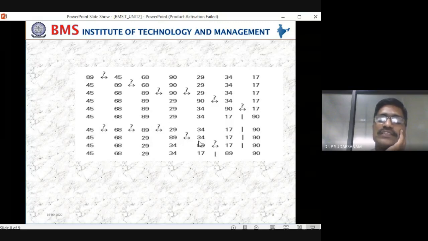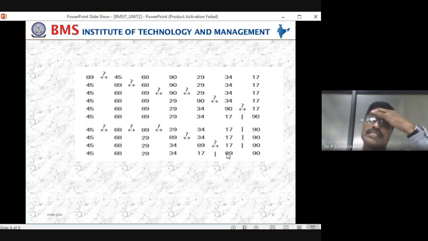Now 89 and 34, you are checking the conditions. So 34 and 89 got swapped. Now 17 and 89 will be checked. 17 is less than 89, so 17 comes here, 89 there. Now the second iteration: out of this, whichever is the maximum element you are finding, you are pushing into the last location. So this is what will be happening.